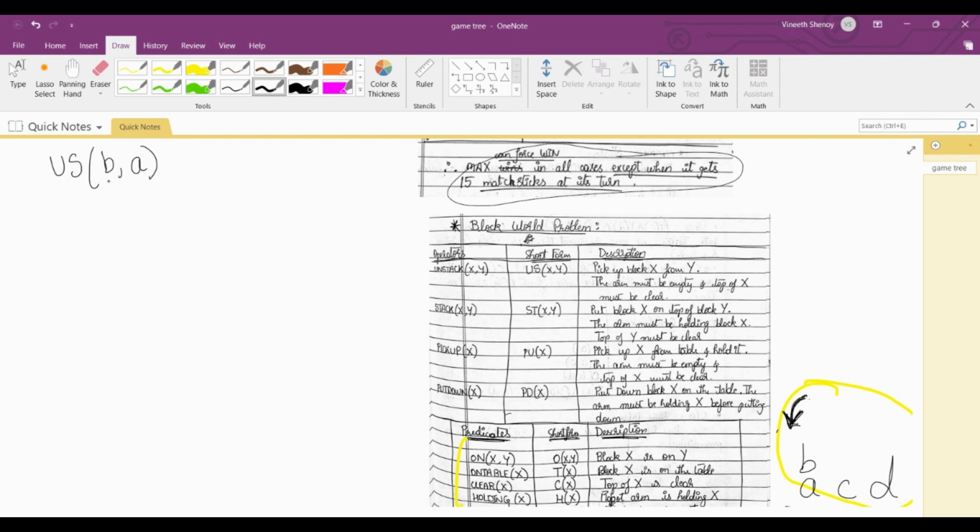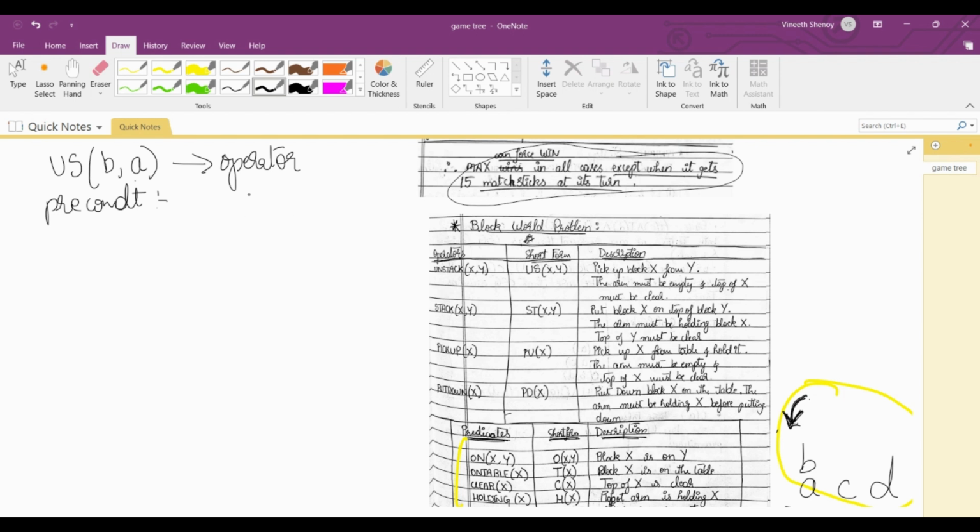Now in this case, unstack of B comma A means block B is on top of block A and I want to remove it. I want to pick it up which was on A. So since this is an operator, it will have certain preconditions because you're unstacking B comma A. There are certain conditions that it must follow. So this is an operator. So what could be its preconditions?